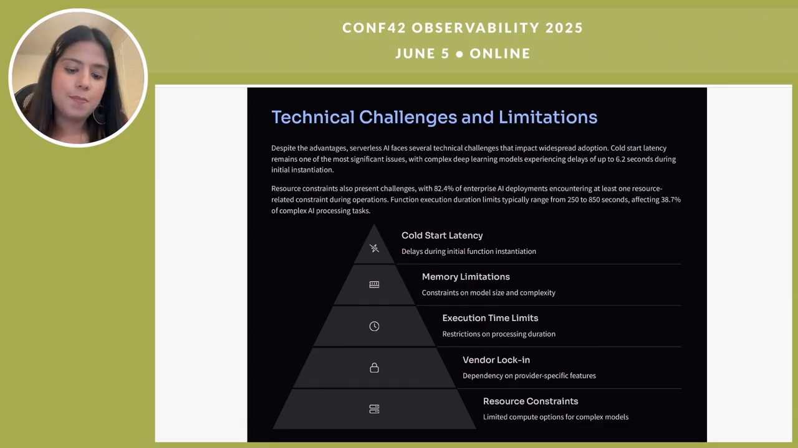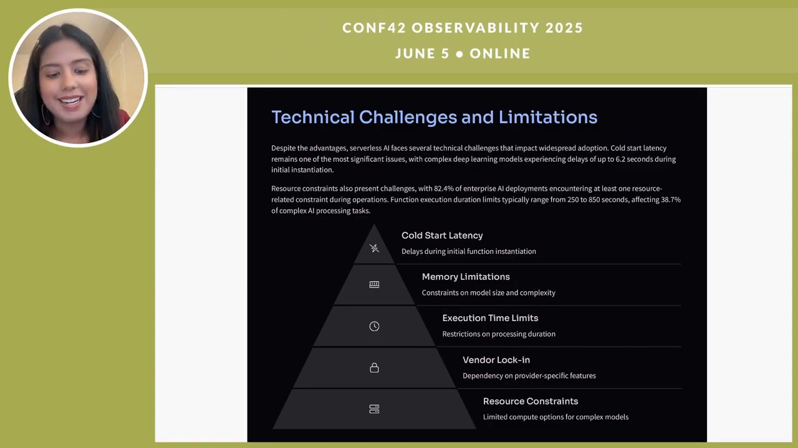Memory limitation. There are constraints on the model size and the complexity that can be loaded into a function's memory. Execution time limits. Functions typically have maximum execution duration limits ranging from 250 to 850 seconds. This affects nearly 39% of the complex AI processing tasks that might be longer running.